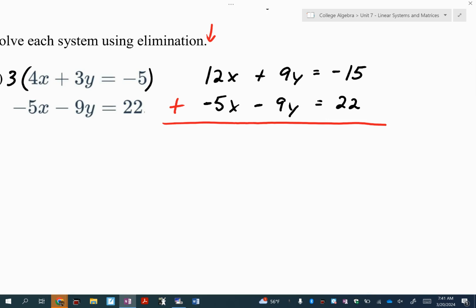All right, so that's your goal. Your goal is to get the numbers to be the same in front of one of your variables or to be opposites. If you can do that, then you can use one of the operations to get rid of it.